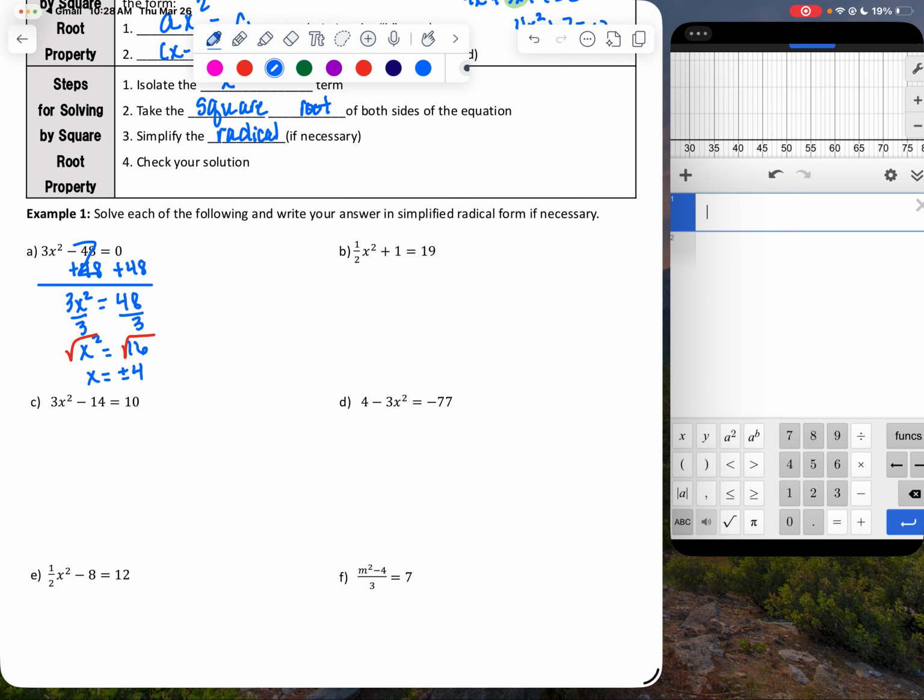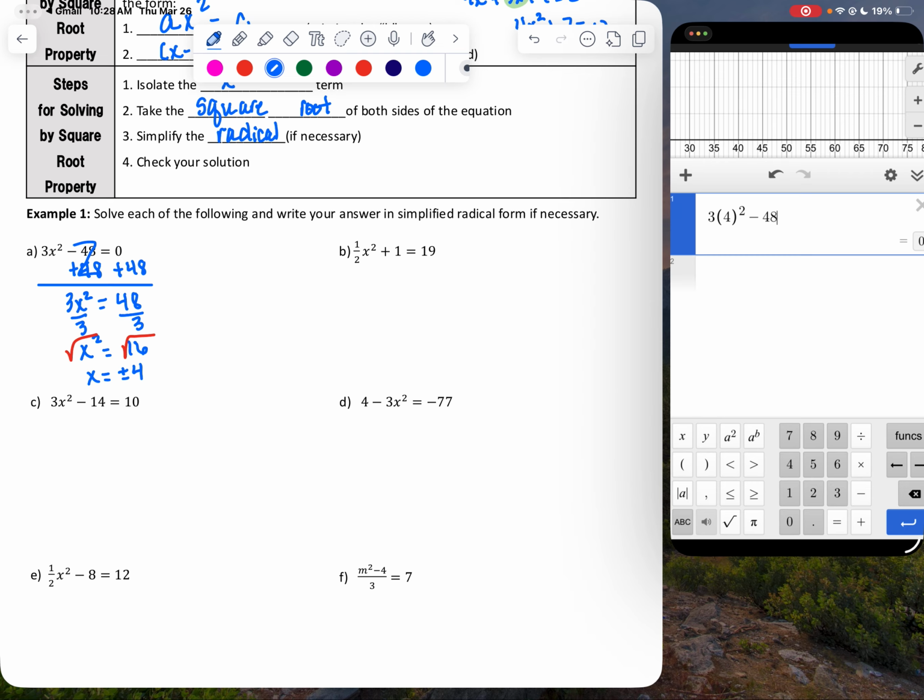Now, as far as checking your solution, I'm going to use Desmos to check it. I'm not going to show the check step on paper. If your teacher requires it, then please show your check step. The way you check it is you take your original equation, 3x squared minus 48, and you replace the x squared with parentheses. And in the parentheses, you put the answer you got. So we got positive 4 and then squared. So 3 times 4 squared minus 48, and that equals 0. So positive 4 checks out.